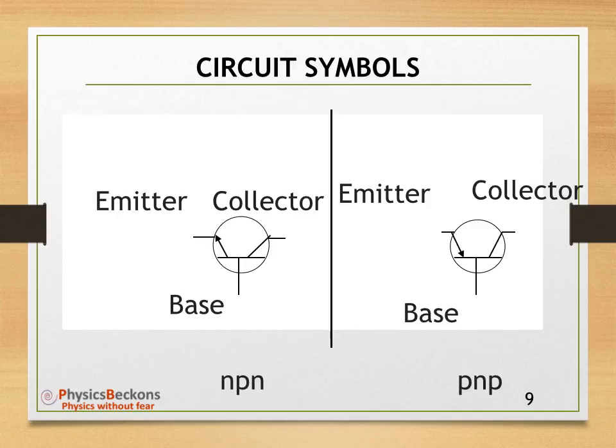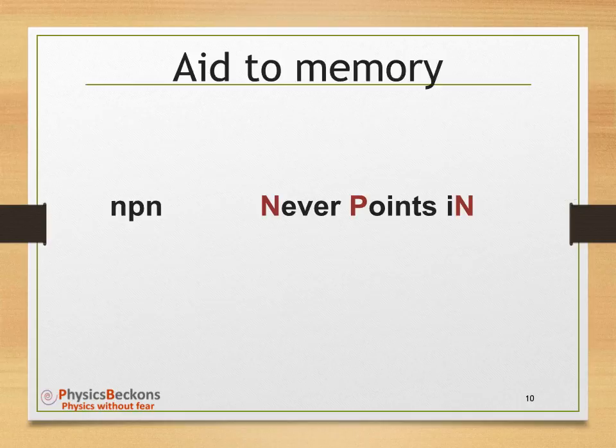In fact, the arrow gives the direction of the current because in NPN transistor the electrons flow from emitter towards the base into the transistor, and therefore the conventional direction of current is out of the emitter, hence the arrow is outwards. In order to remember, that is aid to memory of the symbols, is NPN never points in, that is the arrow is outwards on the emitter.